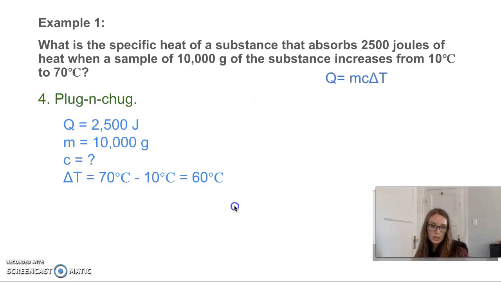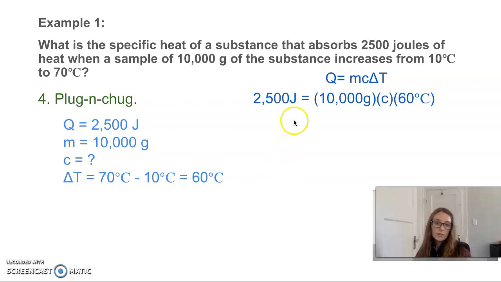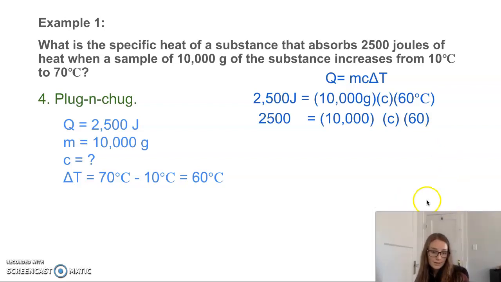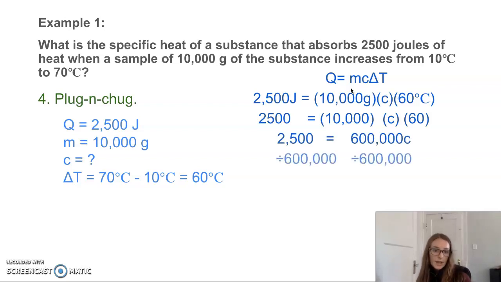Next, we plug and chug. So we use Q equals MC delta T, and like I said earlier, you always want to use your parentheses. So 2,500 joules equals 10,000 grams, parentheses C, parentheses 60 degrees Celsius. I like rewriting it without units. I think it is easier to follow than if you use parentheses. You also could have isolated C like you did in physics and use the equation C equals Q divided by M times delta T instead. That would work also. But here we just do our algebra just like we did for the ideal gas law last week. And then we found that C equals 0.00417.